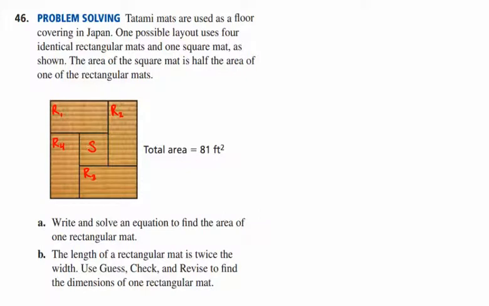As shown, we know that the area of the square mat is half the area of one of the rectangular mats. We also see here that the total area is 81 square feet. So we want to write and solve an equation to find the area of one rectangular mat. Well, one thing that we know here is that the total area is equal to the sum of the individual areas. And we know from the problem that the total area is 81 square feet.